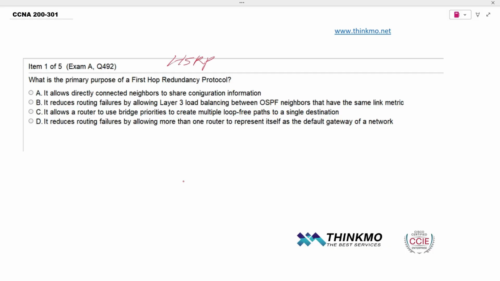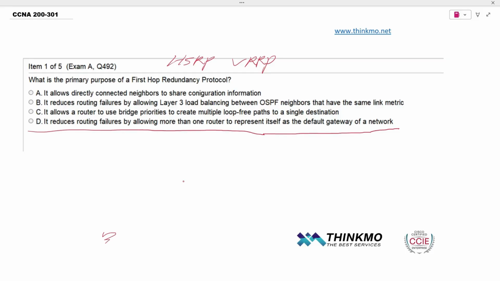We know that first hop redundancy protocols such as HSRP and VRRP, what are their functions? They work by allowing multiple routers to effectively act as the primary default gateway for a network, which significantly reduces the impact of potential router failures. In other words, it effectively minimizes service interruptions and disruptions caused by unexpected router outages.